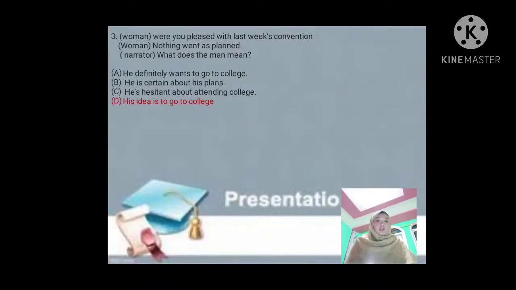Number 3. Woman: Are you going to go to college? Man: Nothing has been decided. Narrator: what does the man mean? A. He definitely wants to go to college. B. He is certain about his plans. C. He is hesitant about attending college. D. His idea is to go to college.